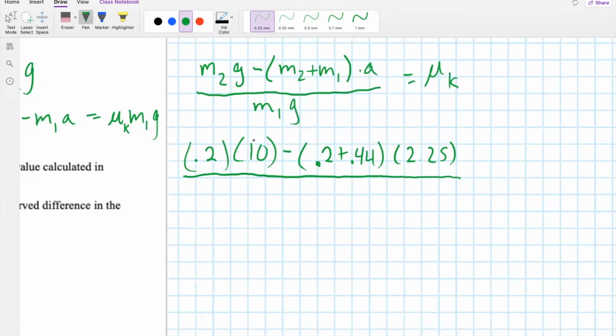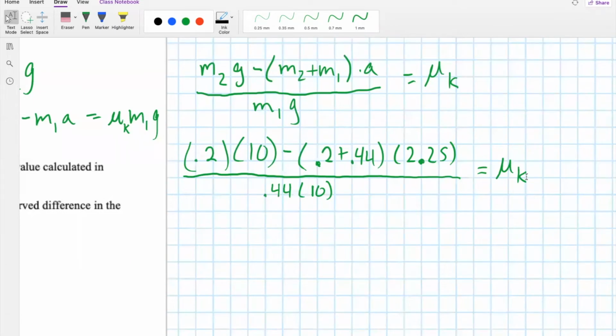But just to make sure that we aren't making mistakes, right? Mass 2 was the one that's hanging, that's 0.2 kilograms. M1 is 0.44. And the acceleration that the system had, or individually, it was 2.25. And then M1 here is going to be 0.44 times 10.